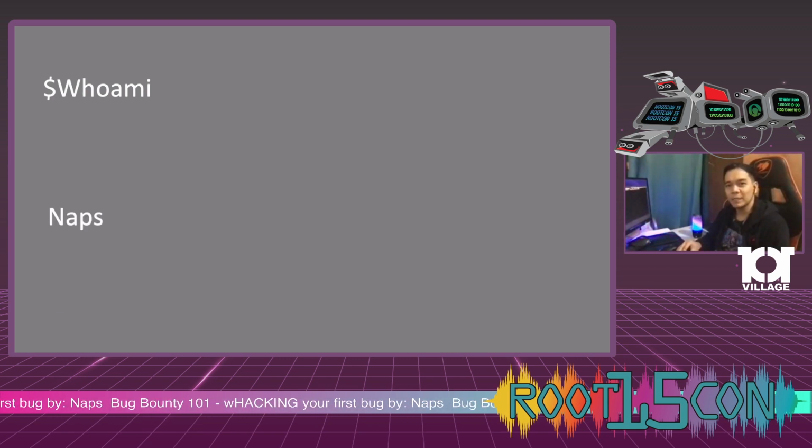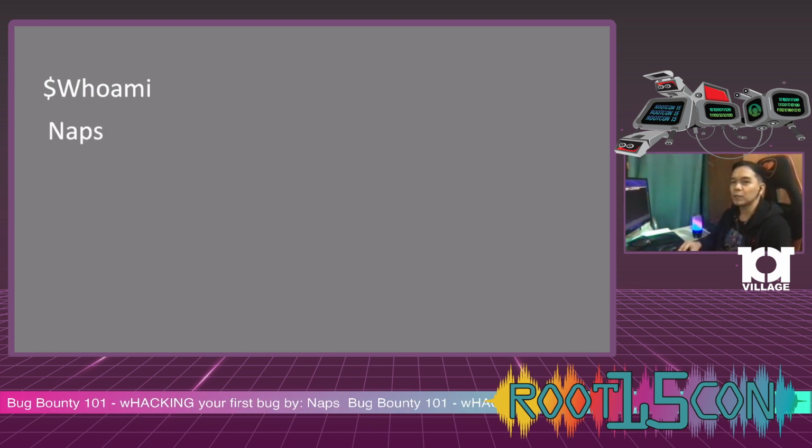So who am I? My name is Naps and I'm a root Gun. Currently, I'm working as an application security engineer at BugCrowd. As an application security engineer, we triage, investigate, and reproduce bug bounty reports from security researchers.